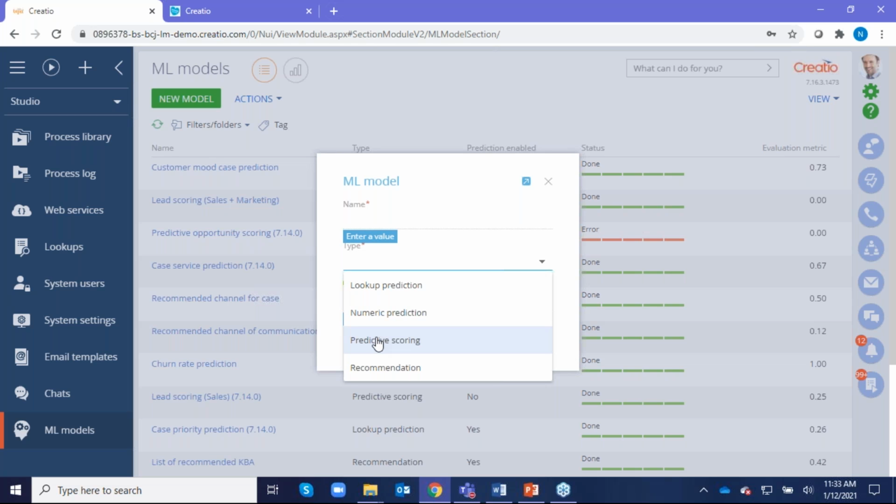When a lead is coming in, what's the likelihood of that lead actually converting into a full-blown customer? That would be a predictive scoring, right? And finally, there is the recommendation engine. Recommendation is where we are positioning various products.